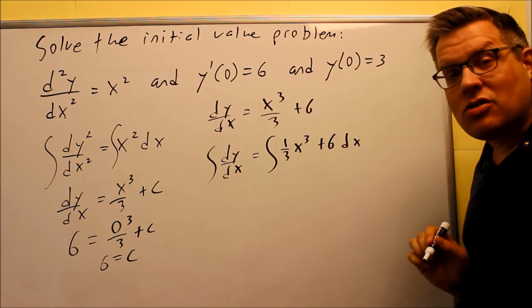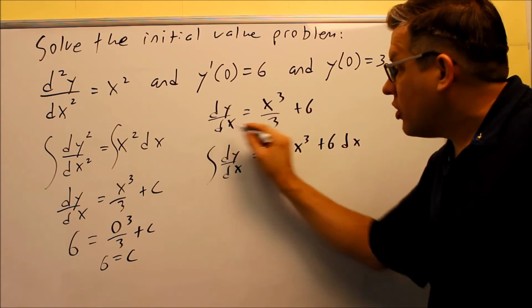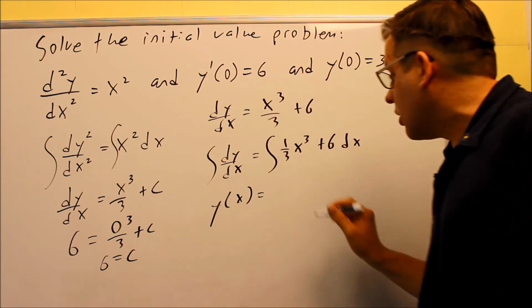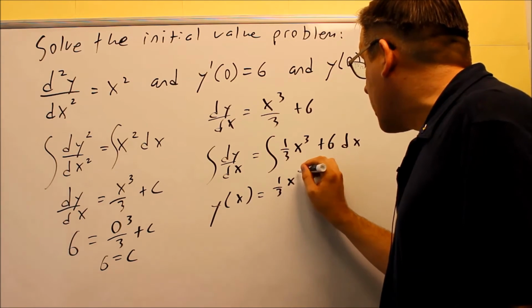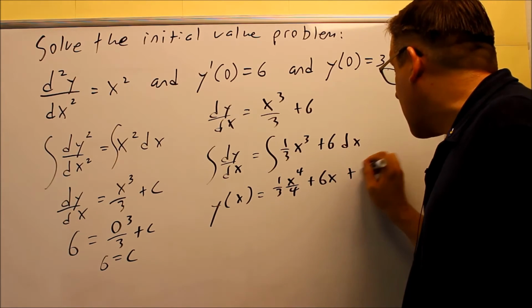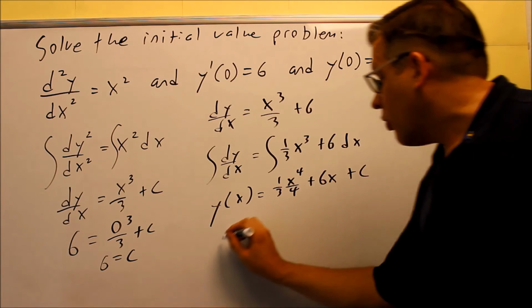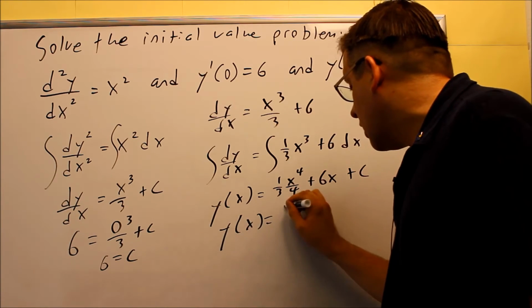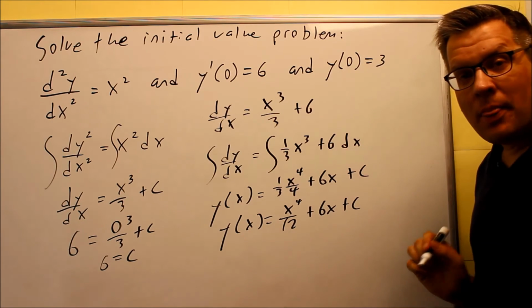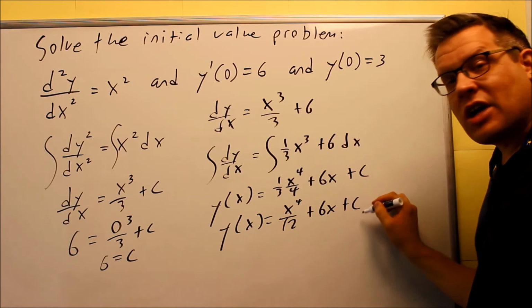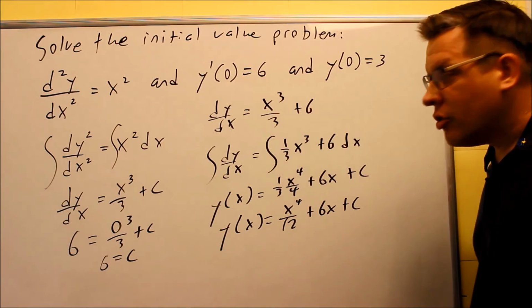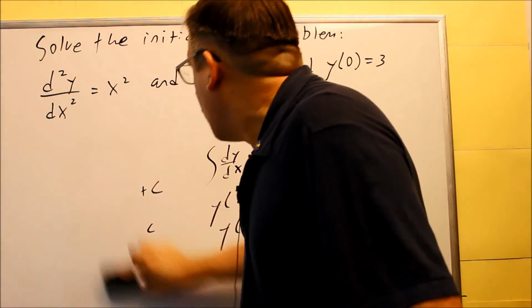And don't forget the dx you need there for the correct notation. When you take the antiderivative of this one, you're going to get y of x. This one over here, we have 1/3 x raised to the power by 1, divided by the new power, and then this will just get you 6x, and you have the plus c there, which means y of x is equal to x to the 4th over 12 plus 6x plus c. But we're not done yet. We still want to find the exact c value, and we can use the second piece of information they gave us, y of 0 equals 3, and I'll do that over here.